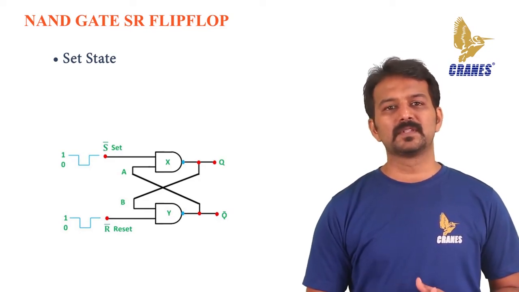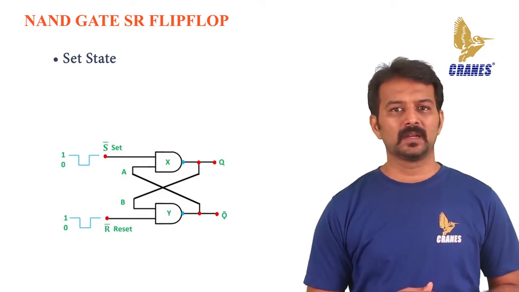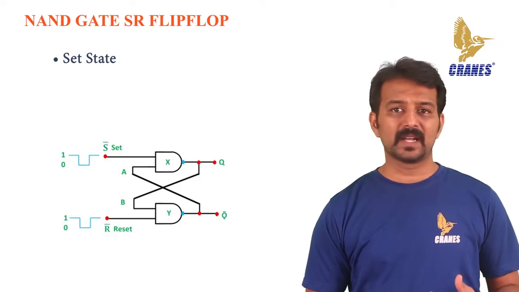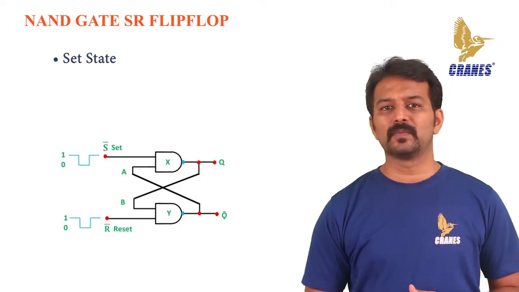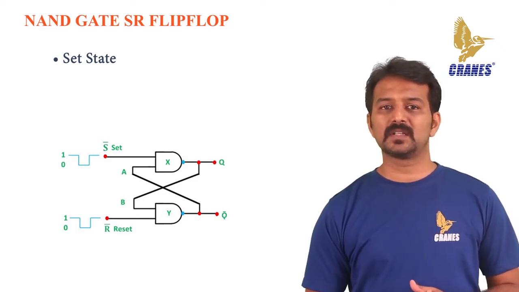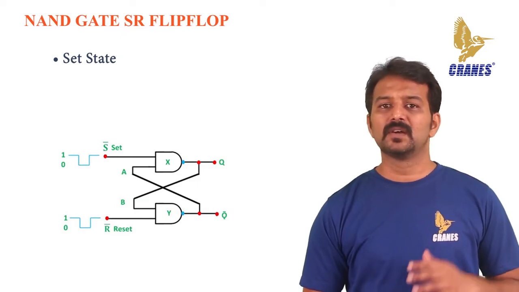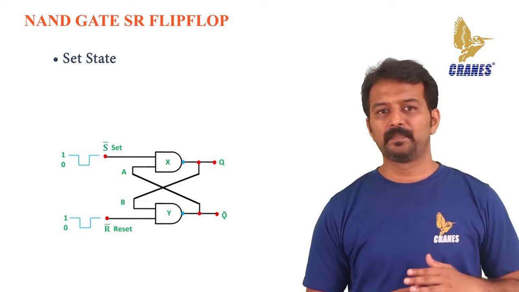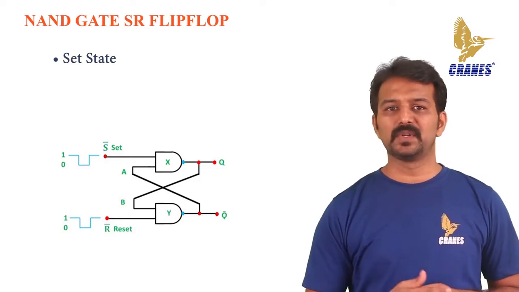So, this is the basic principle of a NAND gate. The output Q is fed back to the input A. Both the inputs of the NAND gate X are at logic 1 and therefore, its output Q bar must be at logic level 0. The reset input R changes its state and goes high to logic 1 with S constant at logic 1. The NAND gate Y inputs are now R equal to 1 and B equal to 0.